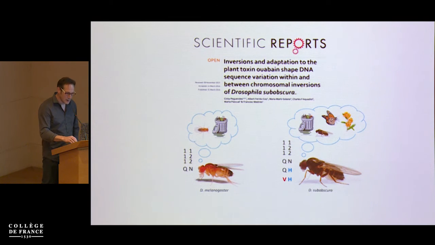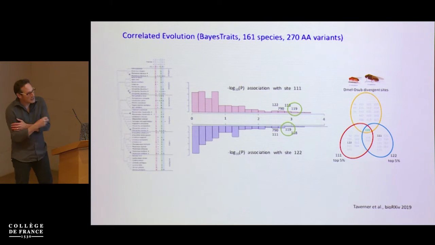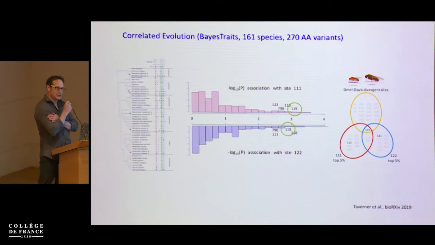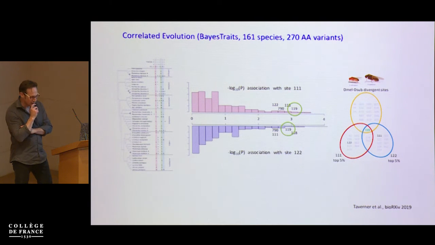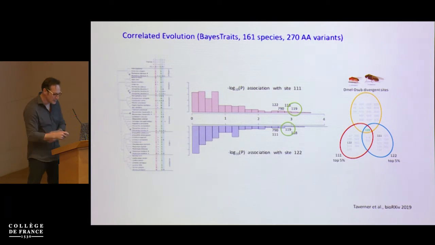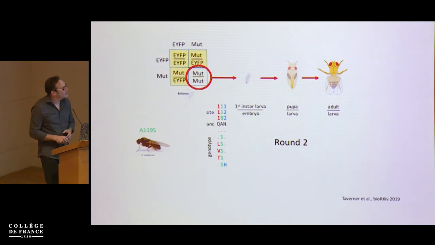And so we're thinking, well, we wish we could do that. So there are only 19 amino acid substitutions between subobscura and melanogaster, and only one of them correlates with both sites 111 and 122 in this phylogenetic analysis. So we think we've identified a highly correlated site that was previously unknown.